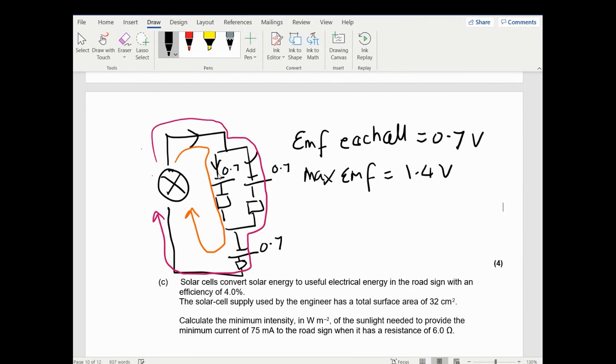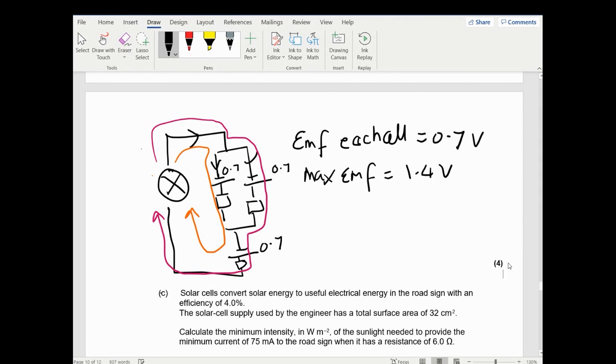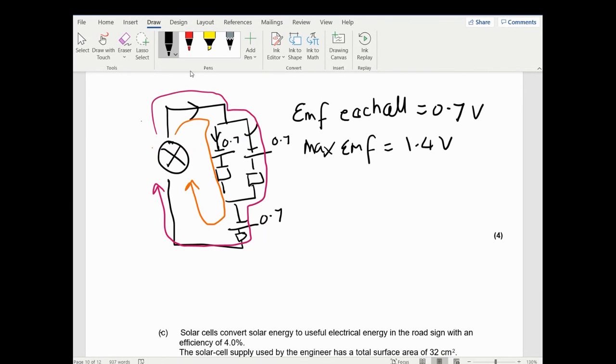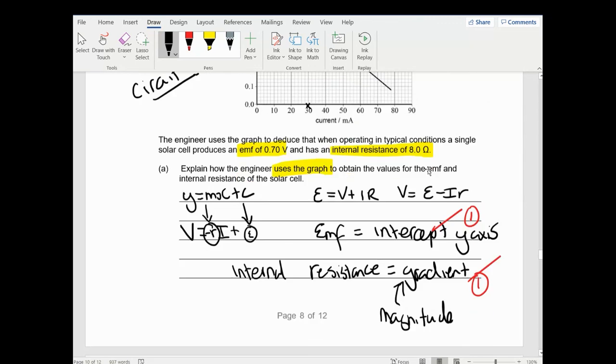I'm just going to press enter on here. I'm just going to move this down a little bit. So I need 75 milliamps in the circuit. So this is 75 milliamps. As it goes through here, it's going to split up, and 75 divided by 2 is 37.5. So I've got 37.5 milliamps here, and I've got 37.5 milliamps here. Remember, if I go right back up, this is the thing with second year questions. They like making you go back and forth. So I know the internal resistance is 8 ohms.